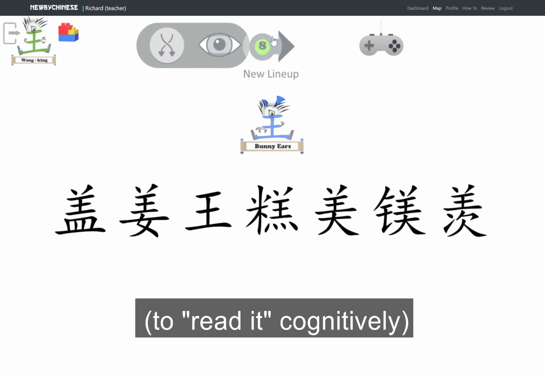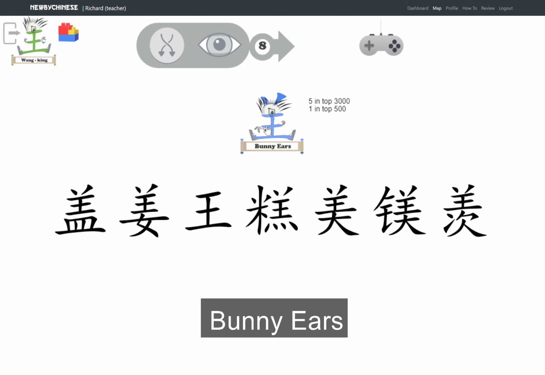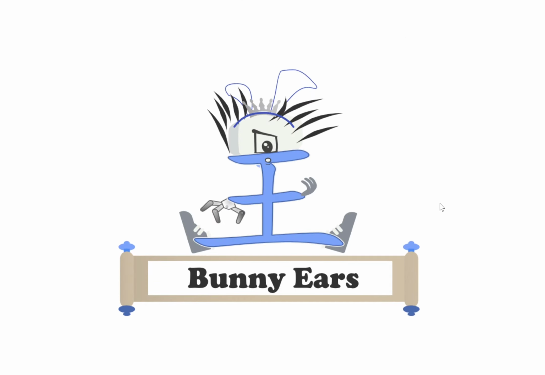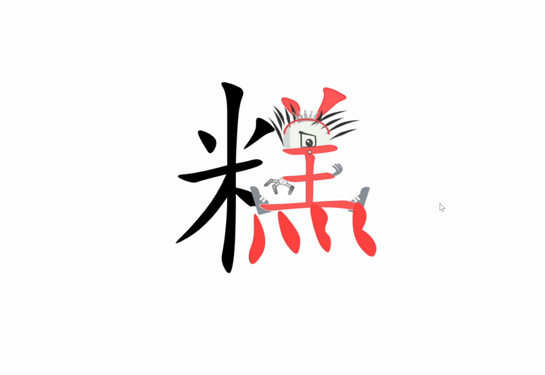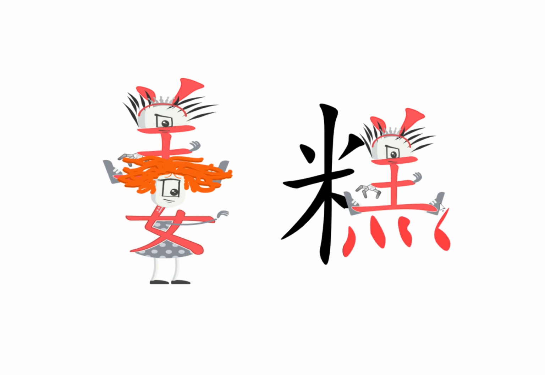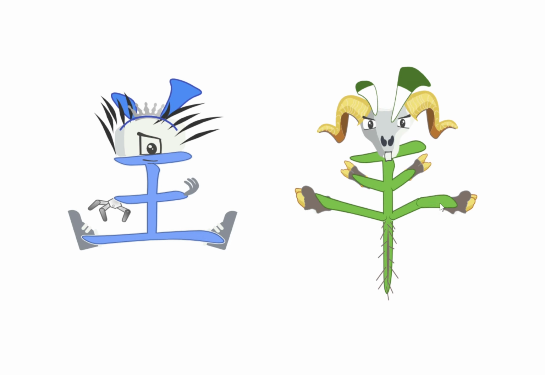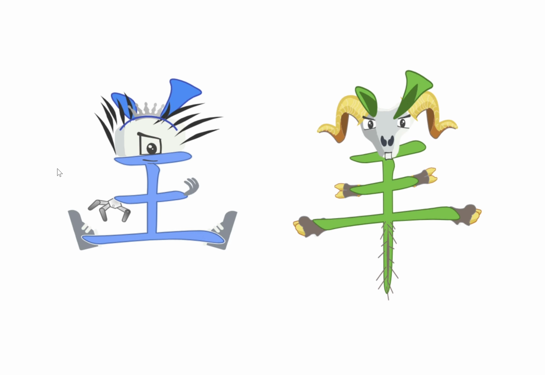Similarly with bunny ears. Again, a visual building block with no name in Chinese. This is bunny ears. You won't see bunny ears on its own, but you will see it in things like ginger, cake, and ginger cake. Just don't confuse it for goat or sheep, Yang. Try and spot the difference.